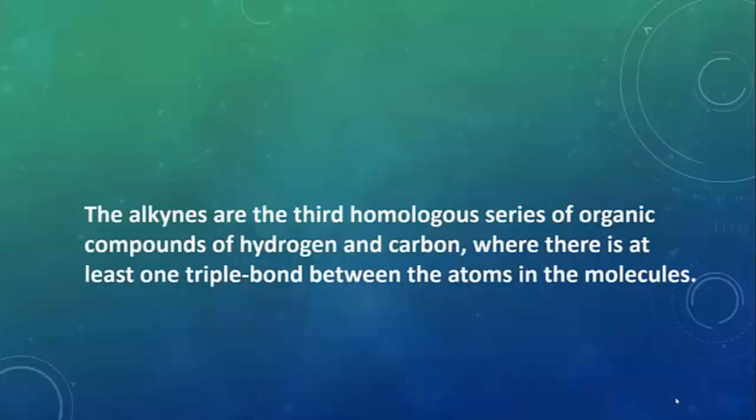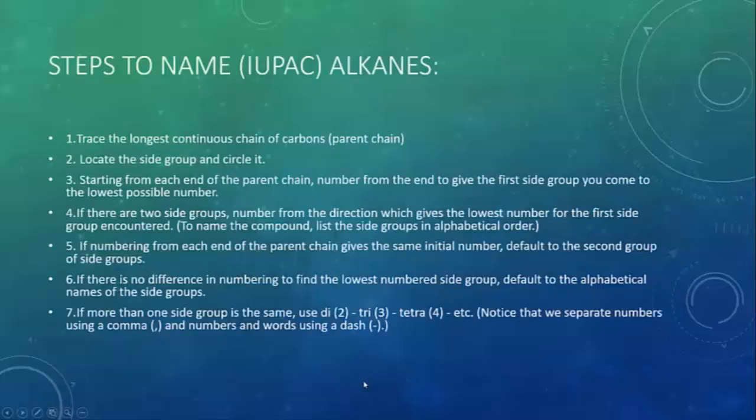The alkynes are the third homogeneous series of organic compounds of hydrogen and carbon, where there is at least one triple bond between atoms in the molecules. Steps to name alkynes. 1. Trace the longest continuous chain of carbons, the parent chain. 2. Locate the side root and circle it. 3. Starting from each end of the parent chain, number from the end that gives the first side root the lowest possible number.